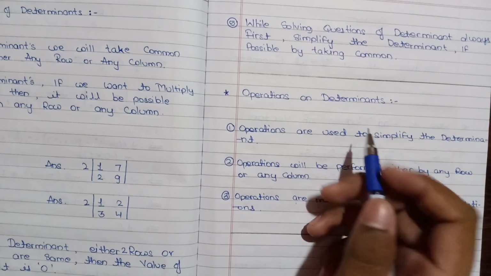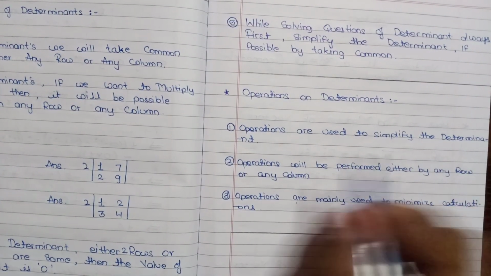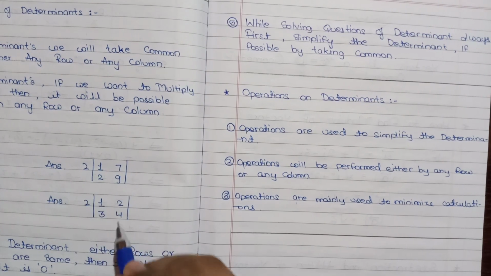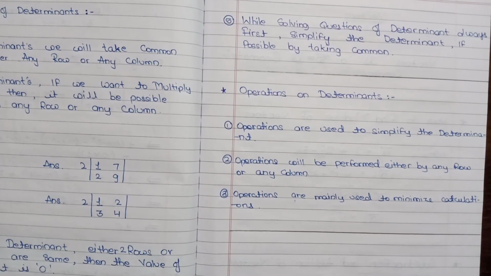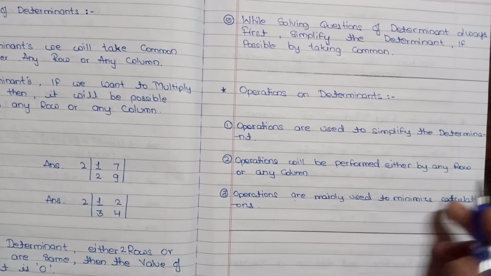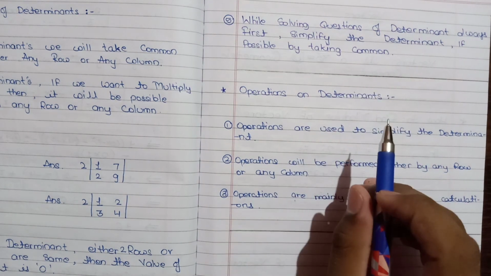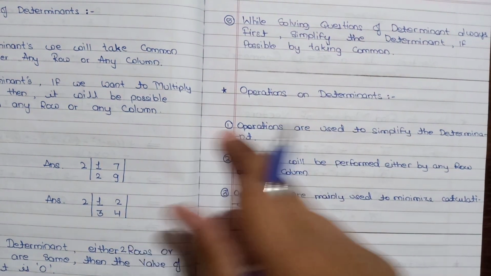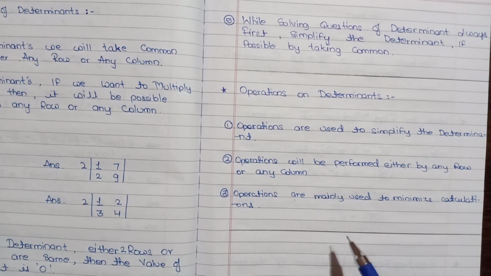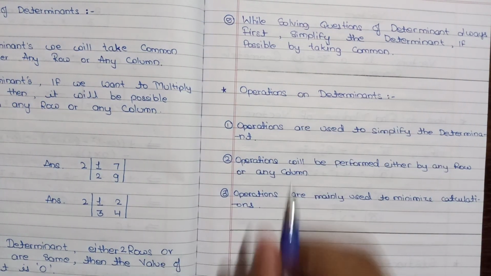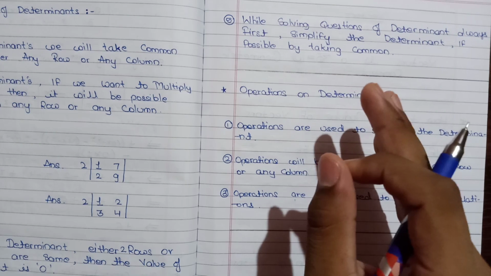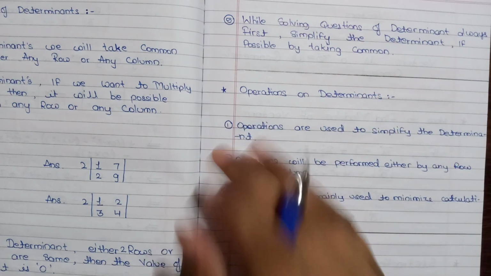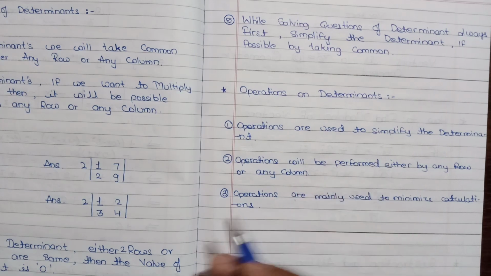Now let us see the operations on determinants. Operations are used to simplify the determinants. Means these operations are used to make the determinants a bit simple to solve. Second, operations will be performed either on any row or any column. In whole determinants, everything takes place either in any row or in any column. Third one, operations are mainly used to minimize calculations. Means these operations help you minimize your calculation so that you can directly focus on your question and solve it as quickly as possible. So that's the role of operations in determinants.